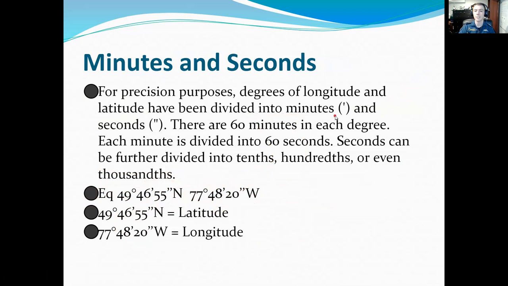And you can see it's been divided into minutes and seconds. If you're not familiar with what a minute and a second are, go review your grade one and grade two notes and get back to us. Basically each degree consists of 60 minutes and each minute has 60 seconds. And that's how we measure this. So you can see we go up to 55 here. If we went up to 60 seconds, then we'd just roll over to 47 minutes. So how we'd say this is 49 degrees, 46 minutes, 55 seconds.